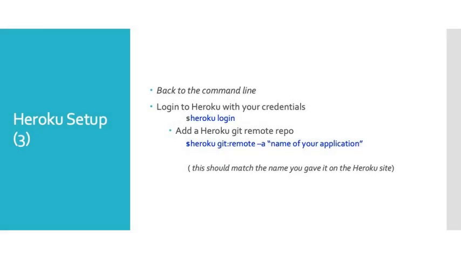Now back to the command line, issue heroku login, and then add a Heroku Git remote repo. Now you see why we needed to use Git. Heroku actually needs this. heroku git:remote -a, and then add the name of your application. The name should match the name you gave it on the Heroku site.